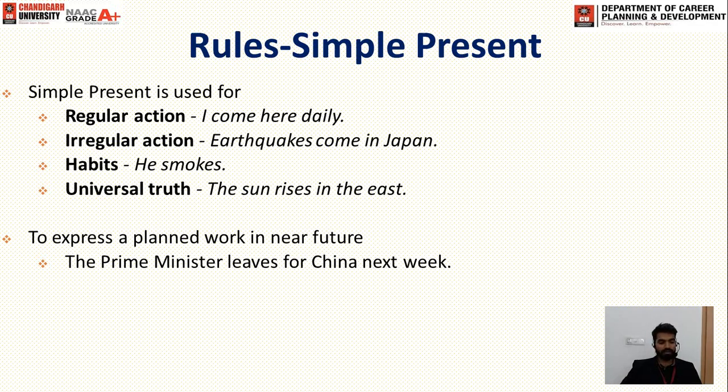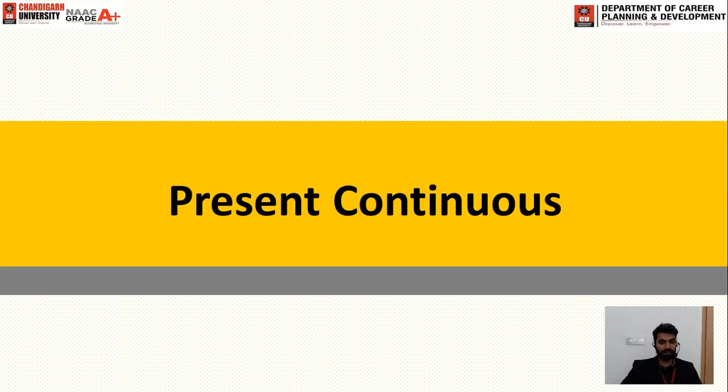Okay, the second rule that you need to remember carefully is to express a planned work in the near future. For example, if you've already confirmed a meeting or a trip to some country, city, or state, and it's a planned trip or planned visit, we use simple present. So, the Prime Minister leaves for China next week.